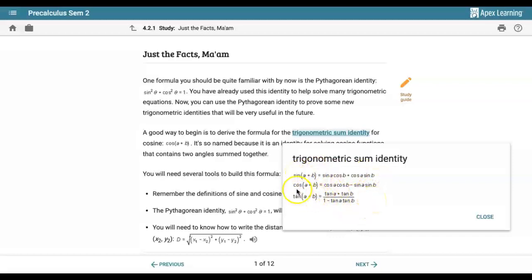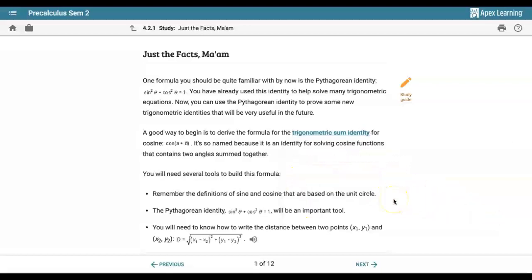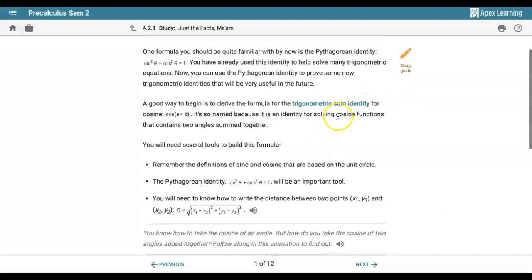If we look at cosine specifically, since that's the one we're dealing with, cosine of a plus b gives us cosine a cosine b minus sine a sine b. And we have versions of that for sine and for tangent. The reason it's called the sum is because we have a plus b, so it's the sum of 2 angles together.